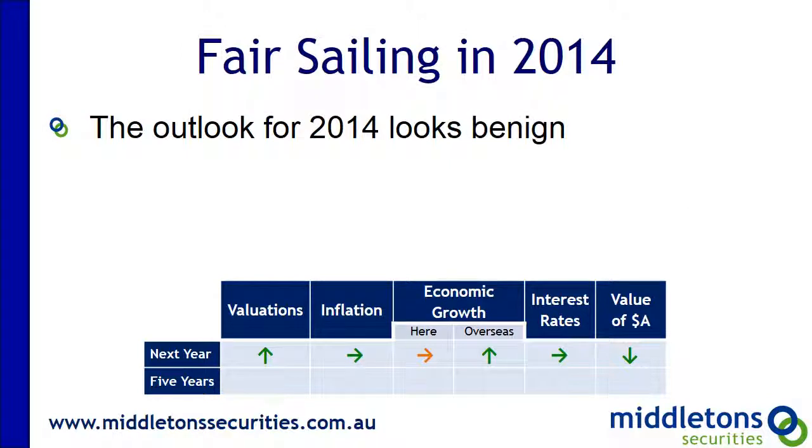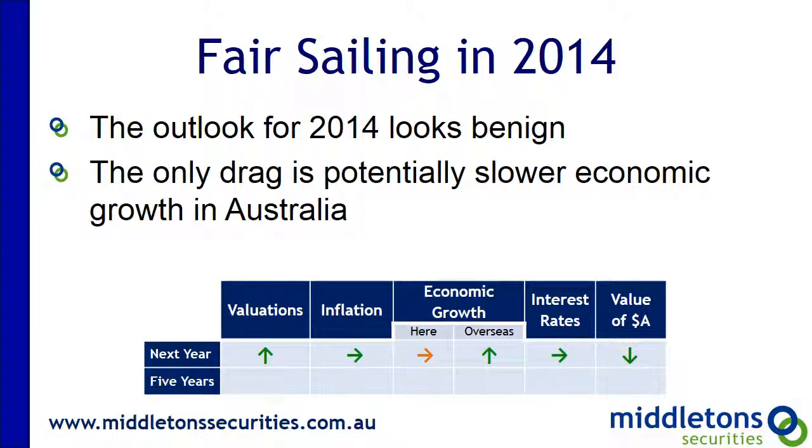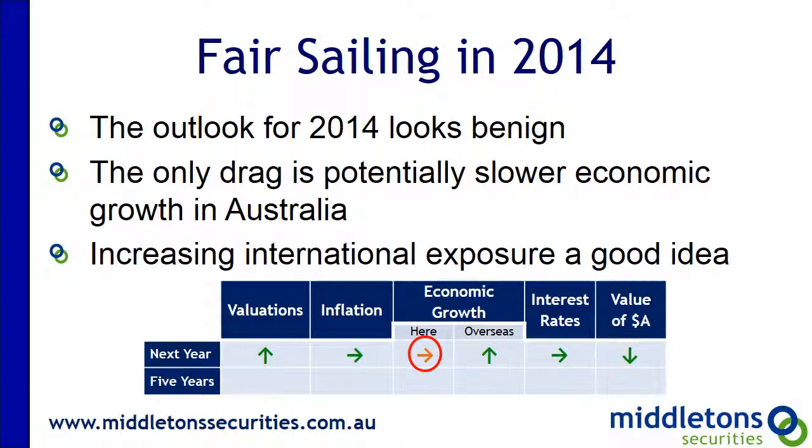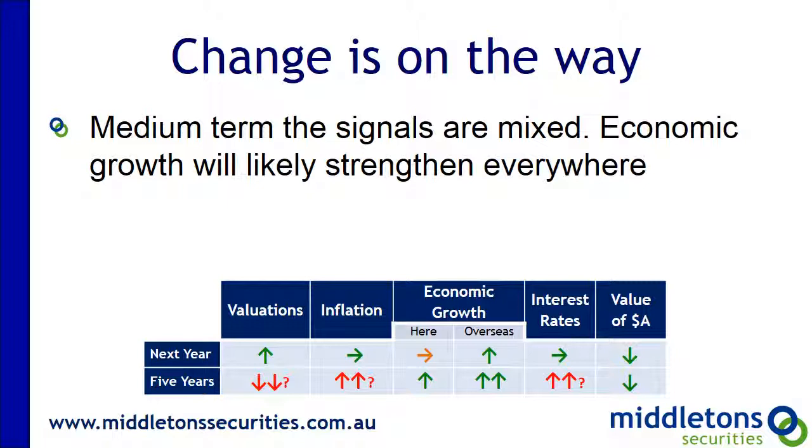So here's the bottom line. 2014 looks benign, and the only drag on outcomes could well be restrained economic growth here at home, making earnings growth hard to find for our local companies. With stronger growth likely overseas and the possible weakness of our currency, it may make sense to increase your international exposure. The medium term's trickier.